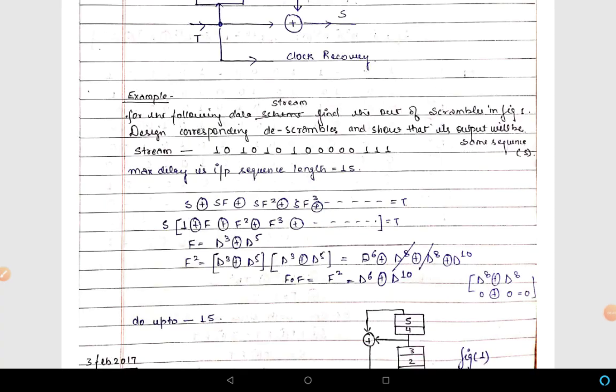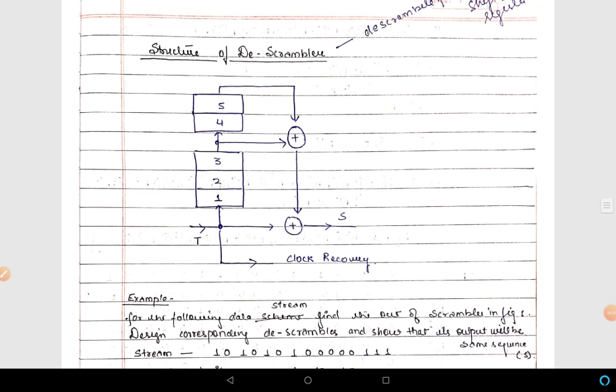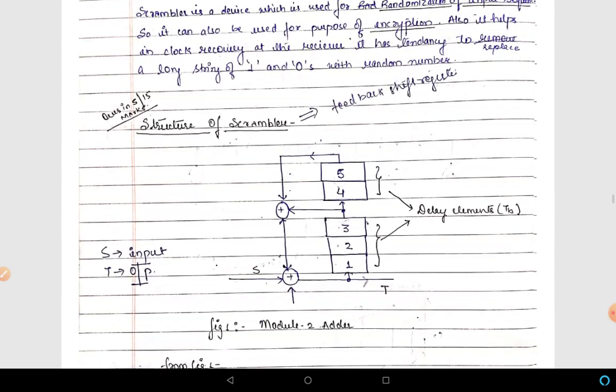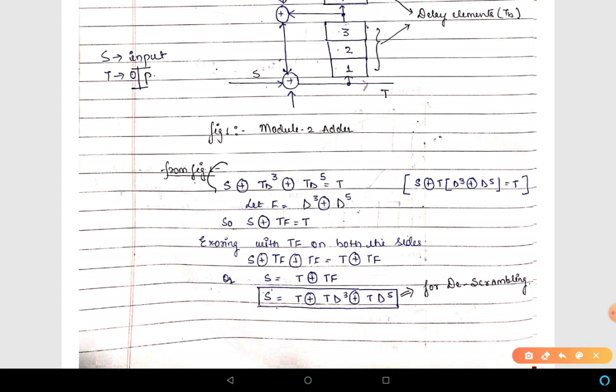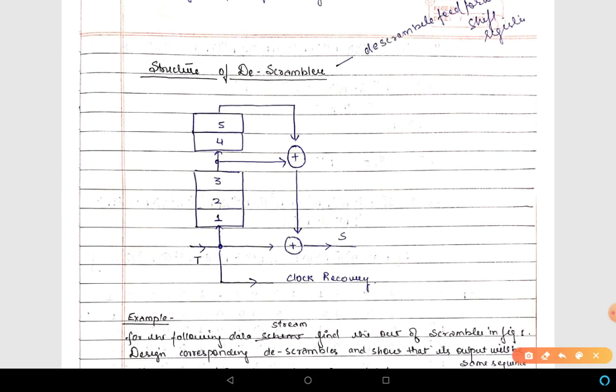So what is a scrambler? A scrambler is a device used for randomization. It is used for encryption. It is used in communication engineering for inserting extra clock transitions, so that clock recovery becomes easier at the receiver. And what is the structure? This is a structure; the structure may be different. It may happen that only one delay element is given or only two elements are given. Accordingly we can write the function, and from here we can get the equation of the descrambler.